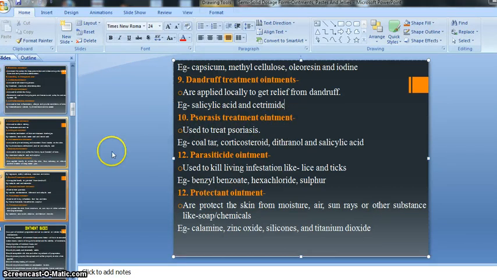Psoriasis treatment ointment. Psoriasis is also a type of skin disease condition. If someone gets psoriasis, that particular skin area becomes red and itchy, and scaly patches are formed.